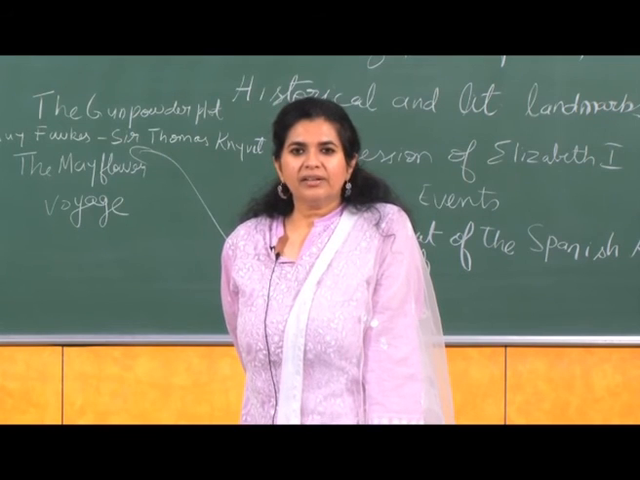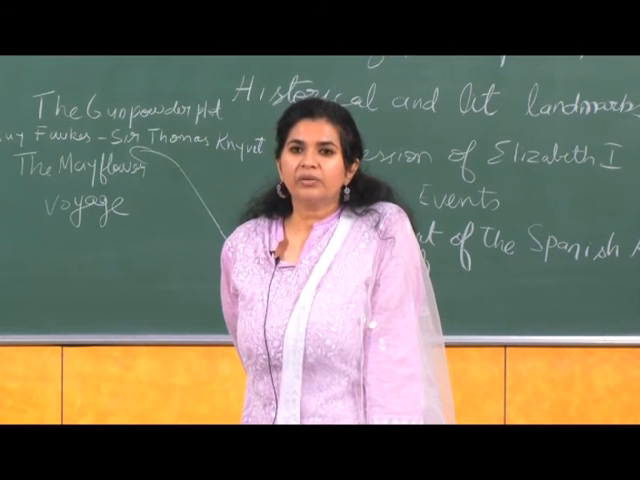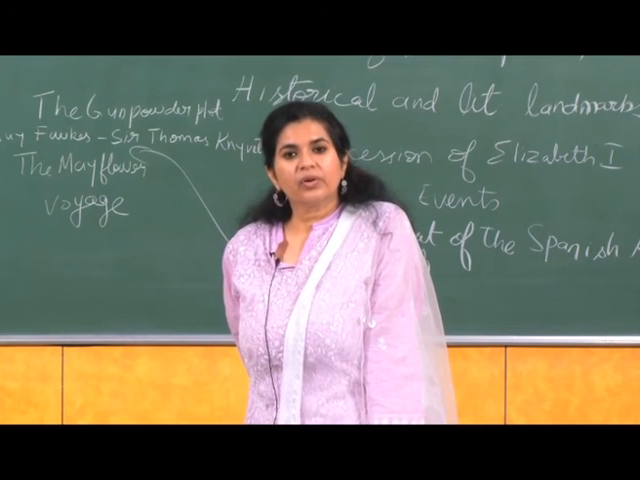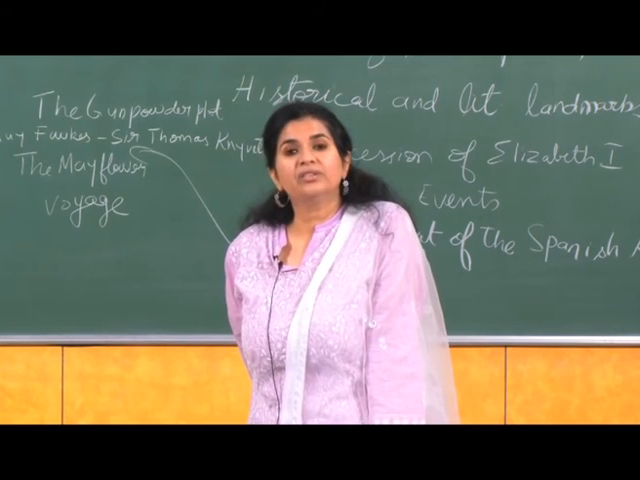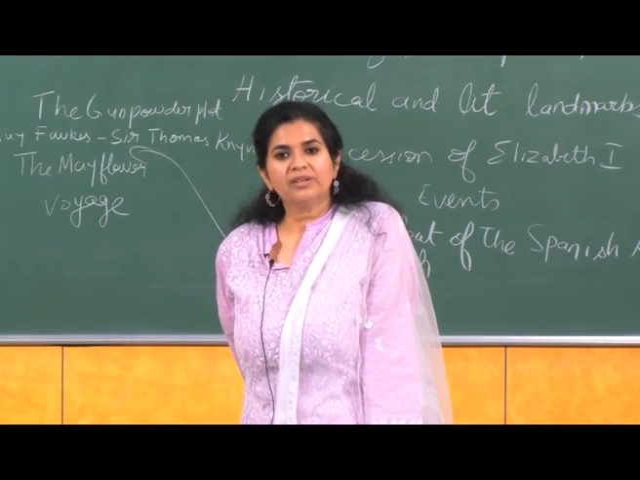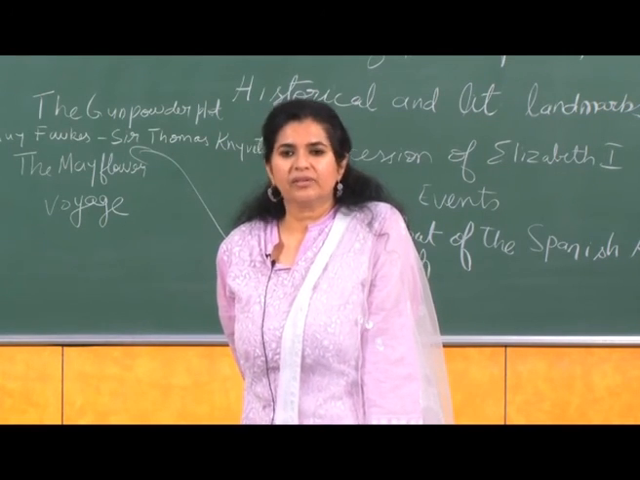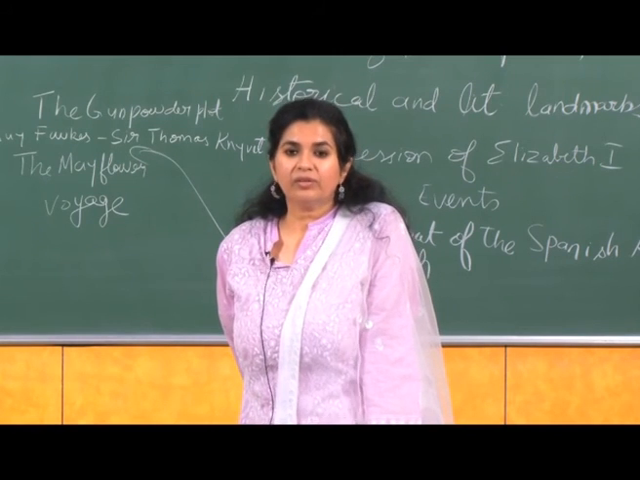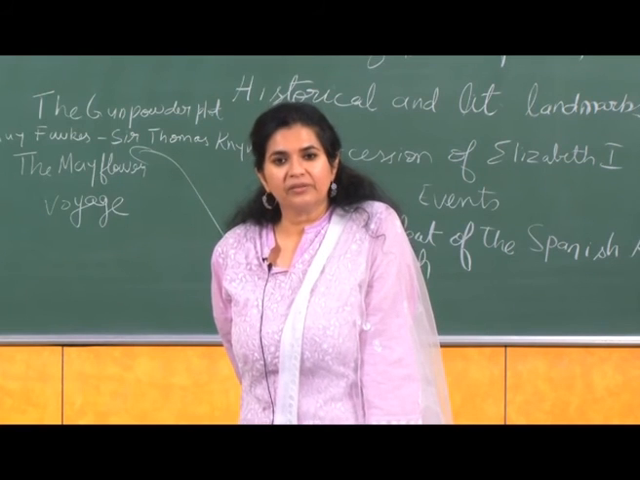There was another important event of this period, called the Gunpowder Plot. The Gunpowder Plot was a failed attempt to blow up King James I, who ruled from 1566 to 1625. The idea was to blow up the Parliament also, on November 5, 1605.